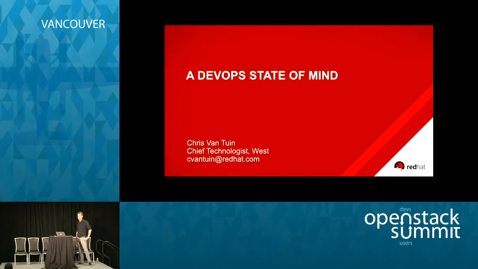My name is Chris Vantine, Chief Technologist for the Western region at Red Hat. I've been with Red Hat for about 10 years, working with strategic partners and customers who are adopting Red Hat's emerging technologies. Red Hat has certainly moved well beyond Linux in the middleware, software-defined storage, virtualization, and cloud management. And one of the hot topics around those technologies with our customers is around DevOps.